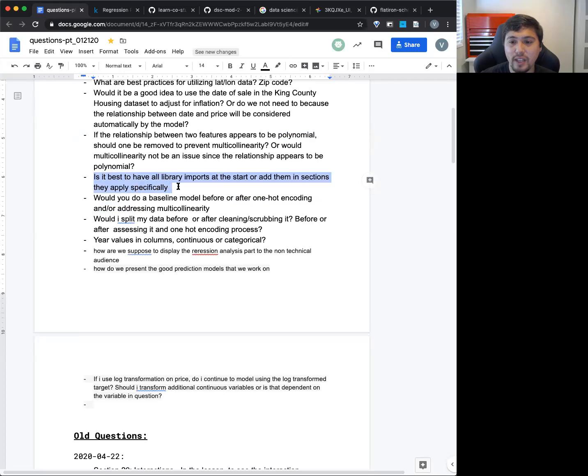So is it best to have all library imports at the start or add them in sections? I personally like to put them at the start if I'm reformatting my notebook, just because it's easy for me to find where all the imports are. I have seen people, and I'll even do it sometimes, have the imports in the middle, but mostly I'll do that if they're optional. But let's say I'm writing my notebook and I skip over that part, because I don't need that section for whatever reason, but there's an import in there, and then I use that import later on. Then I have to go dig around in the notebook and figure out where it is. So my suggestion is put them all at the beginning if possible.